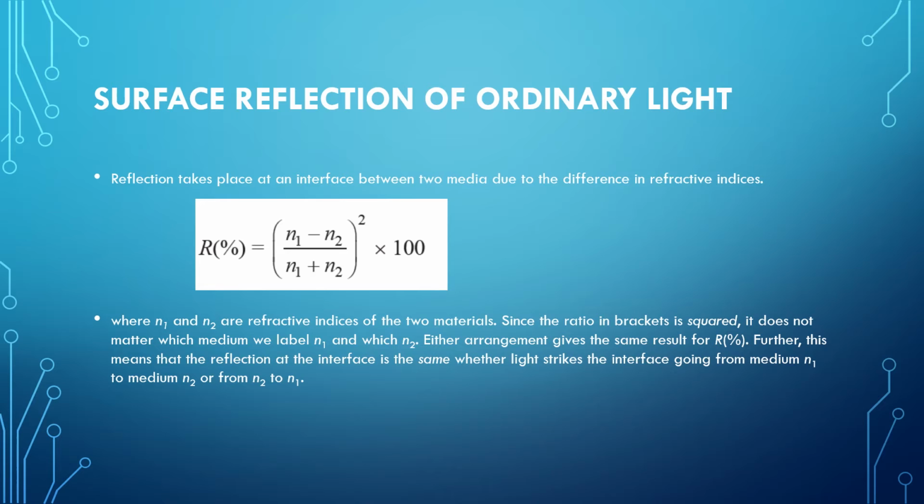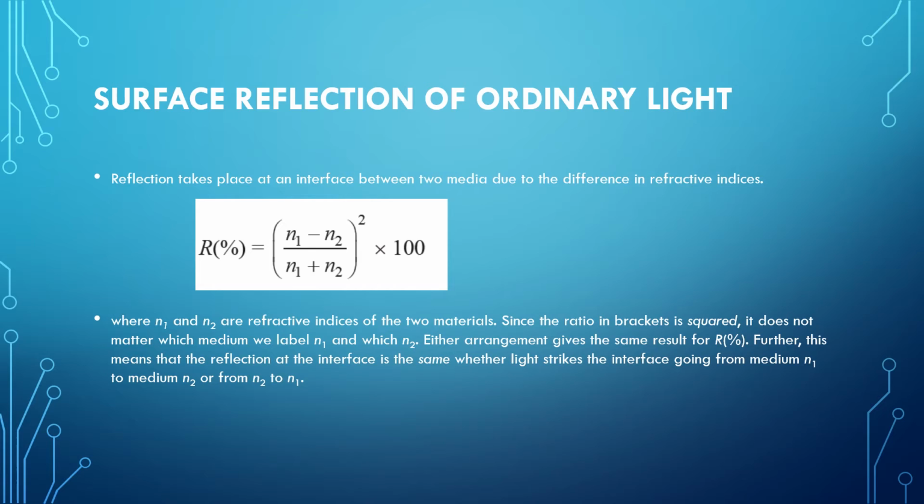Since the ratio in brackets is squared, it does not matter which medium we label N1 and which we label N2. Each one of these will give us the same result for R in percentage. This also means that the reflection at the interface is the same whether the light strikes going from medium N1 to medium N2 or from N2 to N1. So if I have light going from air to glass, my R percentage will be the same whether it's going from air to glass or glass to air.